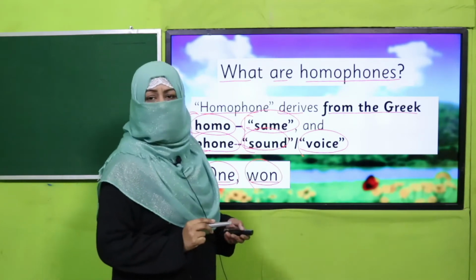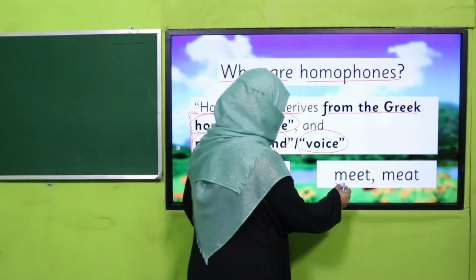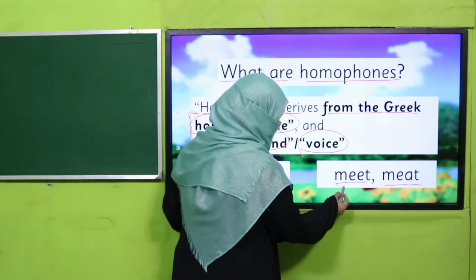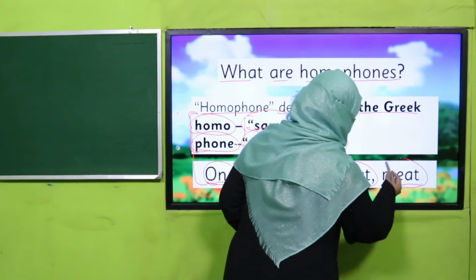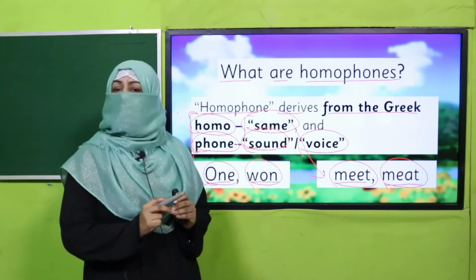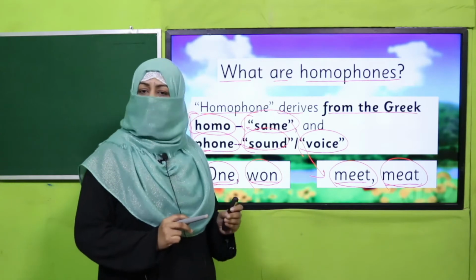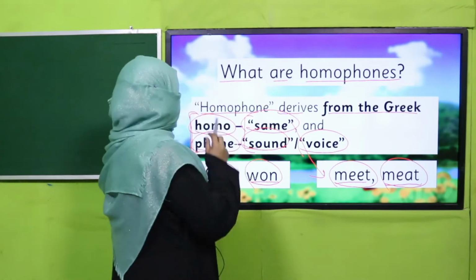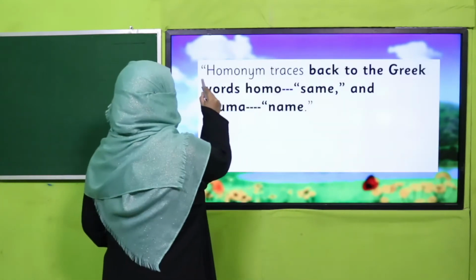They have the same sound. Meat and meet. Their spellings are different, but they are homophones because they have the same sound. They are pronounced in the same way.